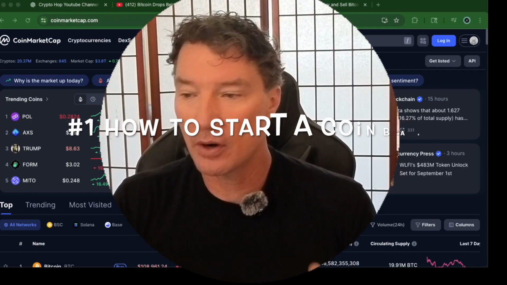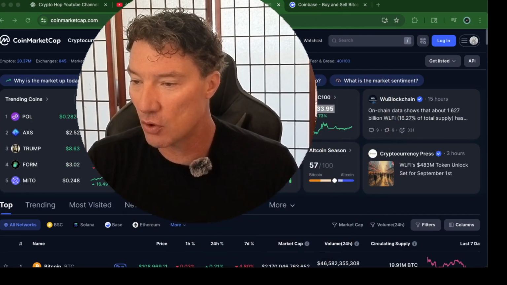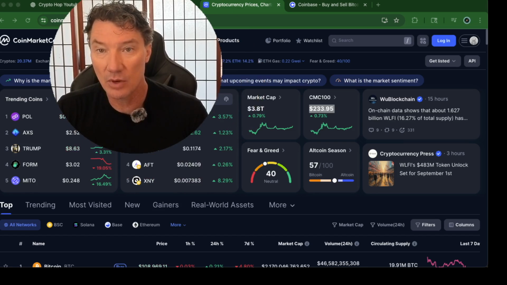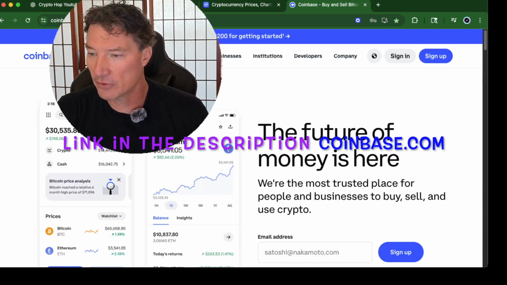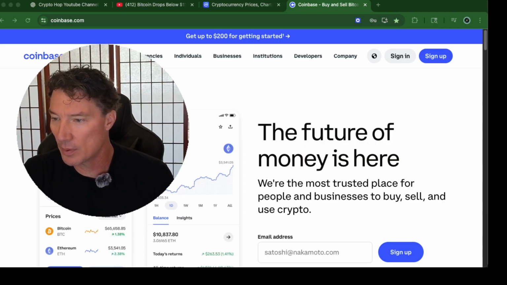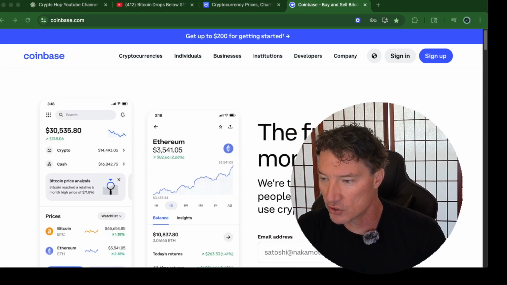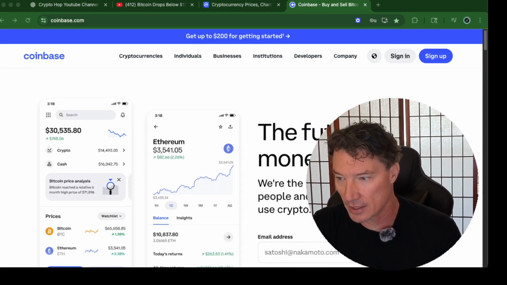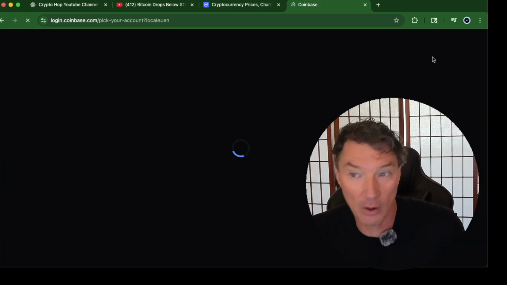How to start a Coinbase account. All you do, ladies and gentlemen, is go up here to coinbase.com, which is right here. You can see at the top it says coinbase.com. This is what it looks like when I open it up. I signed out, so I just want to show you this screen should look similar to this. Now all you do is go over here, click sign up, and follow the prompts.